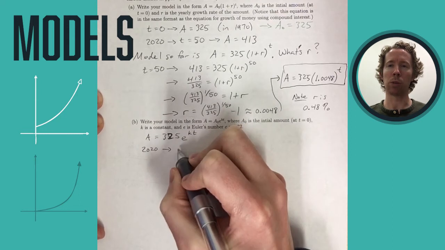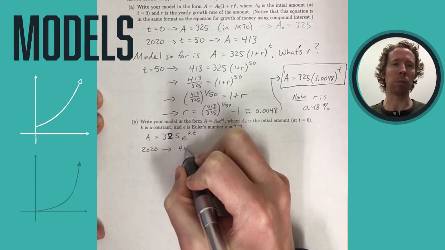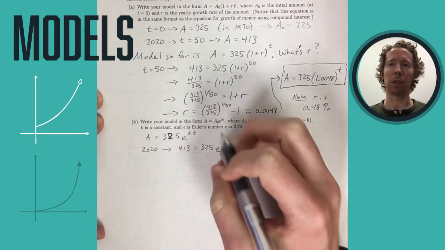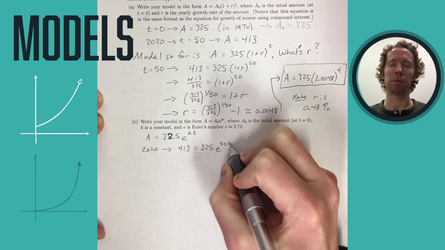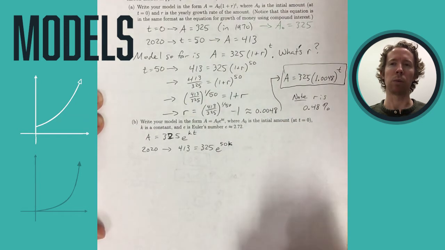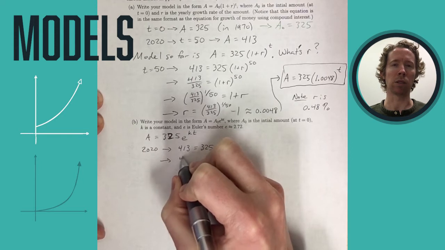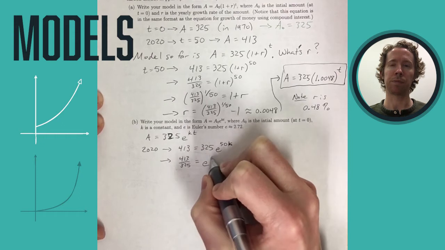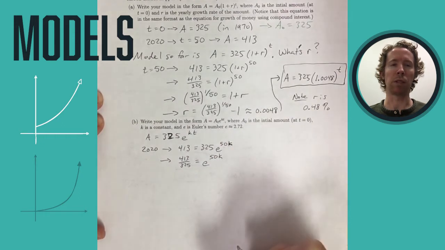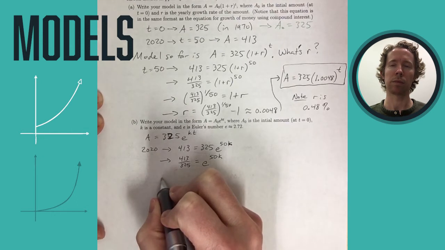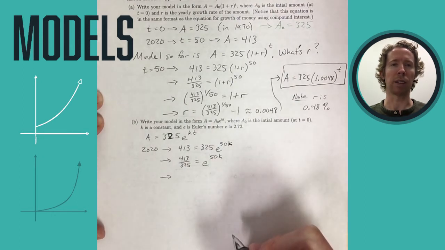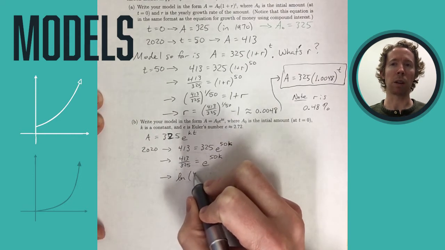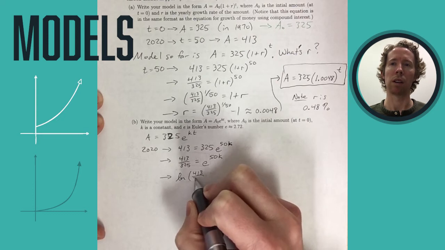For part B, we're doing this exact same problem, but we're just setting up the model a little differently. We're using the number e, which is pretty popular. It's pretty convenient to use when you're analyzing these models with calculus. So when we do this, 325 is still the initial amount. We're still going to use the fact that at t equals 50, the amount is 413. But this time, instead of solving for r, we're solving for k.